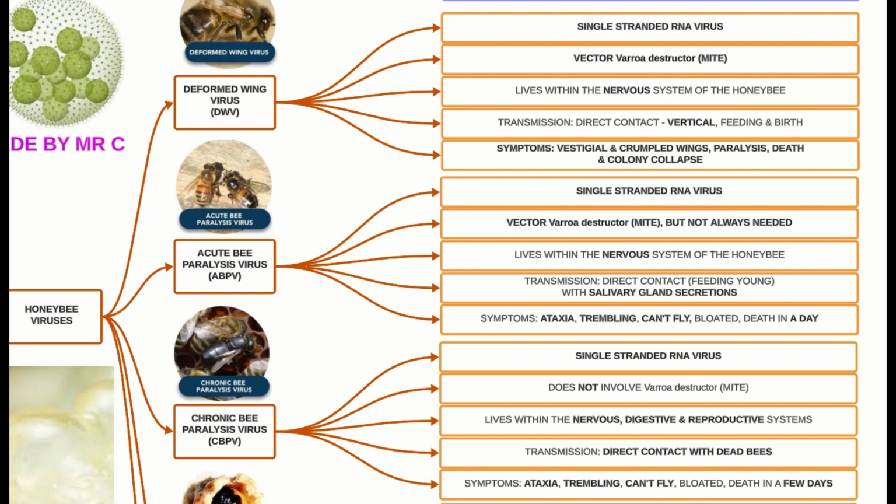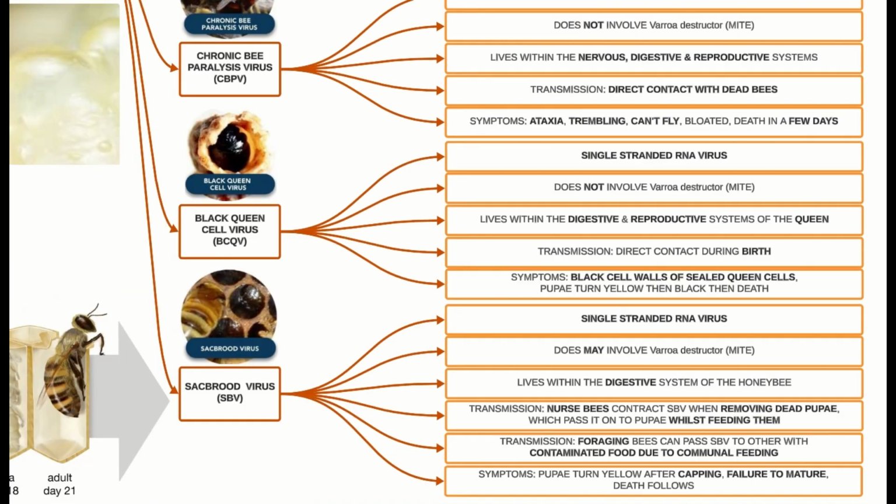But then we've got chronic bee paralysis virus, which is very similar to the acute virus. It's a single-stranded RNA virus, but it doesn't involve the vector Varroa destructor. It lives within the nervous, digestive, and reproductive systems of the bee. Transmission occurs when there is direct contact with dead bees. The symptoms include ataxia, trembling, not being able to fly, having a bloated abdomen, but this time death occurs within a few days. The last two honeybee viruses are black queen cell virus and sac brood virus.